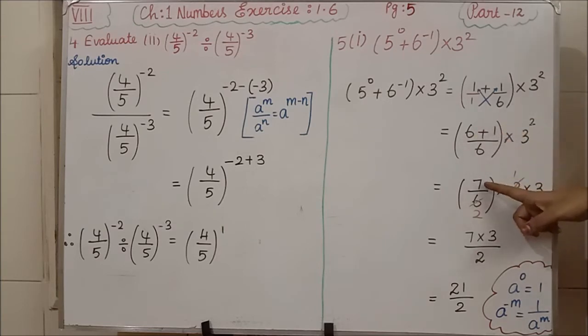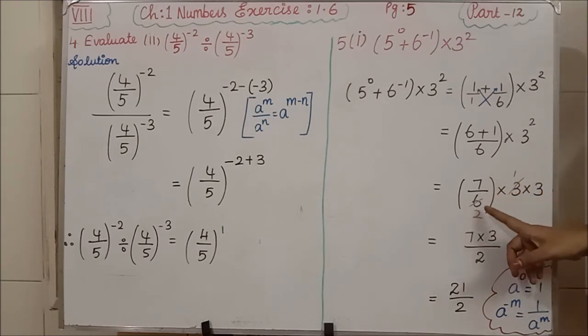6 plus 1 is 7 by 6 into 3 square. How can we write? 3 into 3. Clear? So 3, how many times in the 6 table will it go? 3 one times. Here 6, how many times? 2 times. Here 3 table 3 one times. 3 table 6 two times.